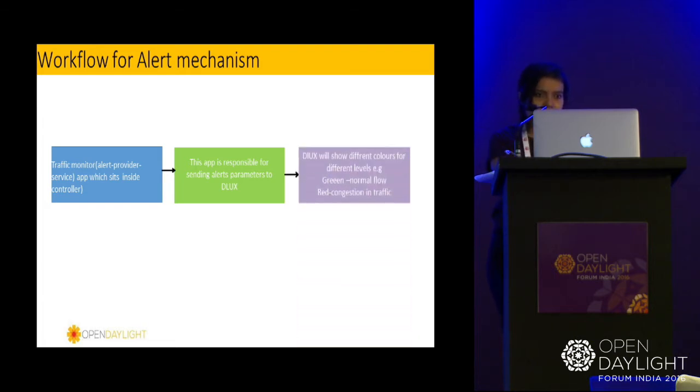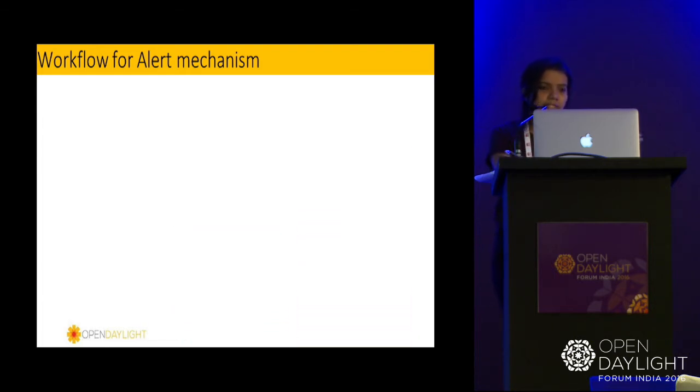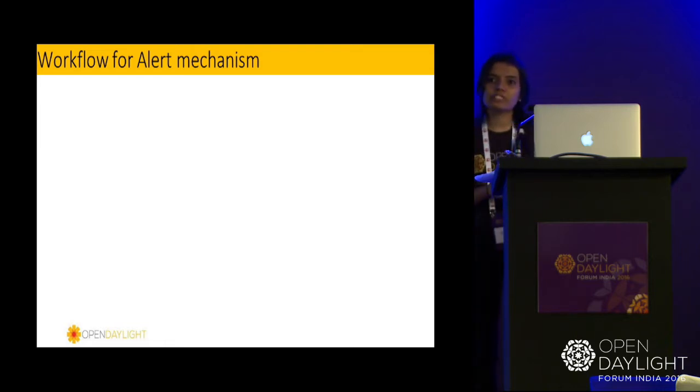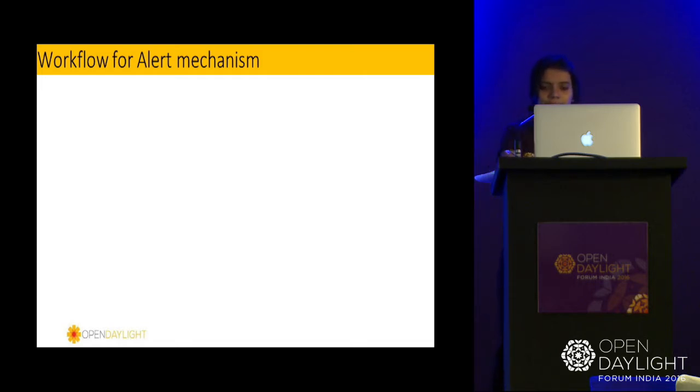Now we'll see this implementation in detail. In the first step, we have to write an application inside the OpenDaylight controller. We can use the MD-SAL architecture, write the YANG model, and in that we can use an existing API. For example, in my use case, I am using the network topology API for adding the alert info.